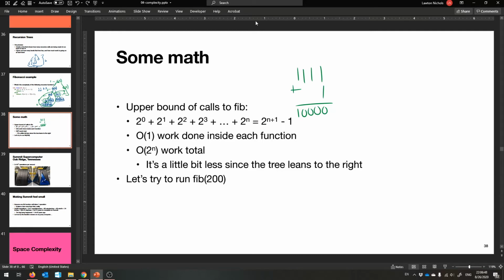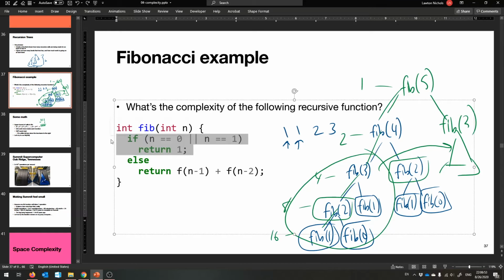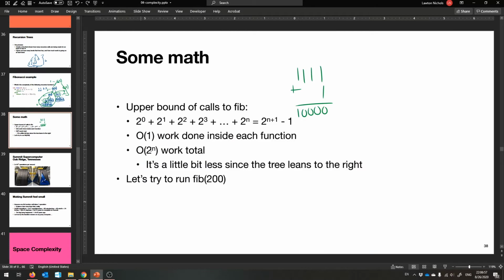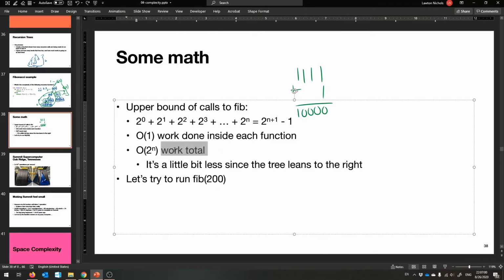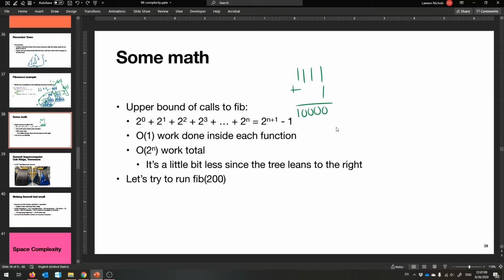And yeah, so each time we make a function call, we're doing constant work. It's just testing things, summing things. But the second we make recursive calls, that's when we double the work. So it's 2 to the n work total, because it's 2 to the n function calls times constant work. So it's O of 1 work times O of 2 to the n function calls.